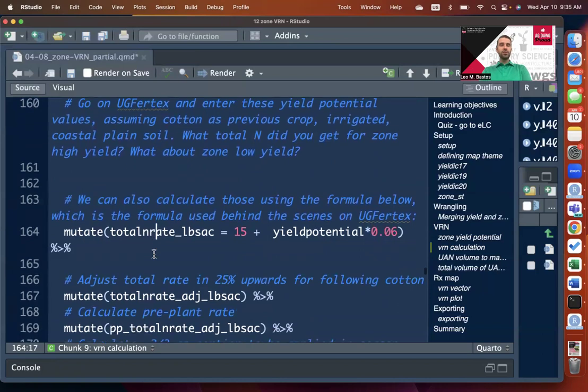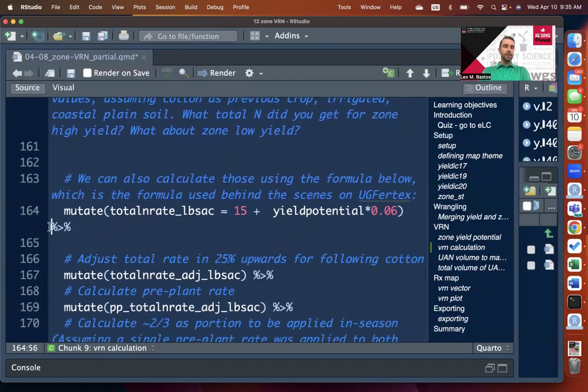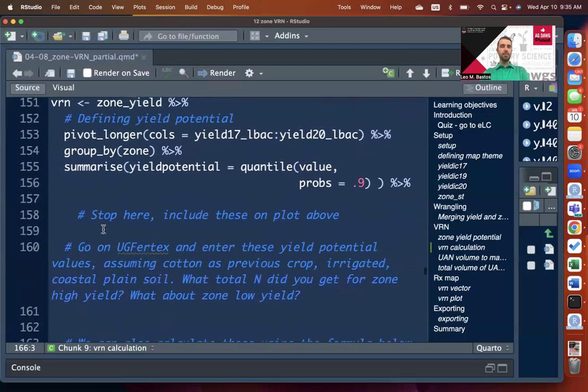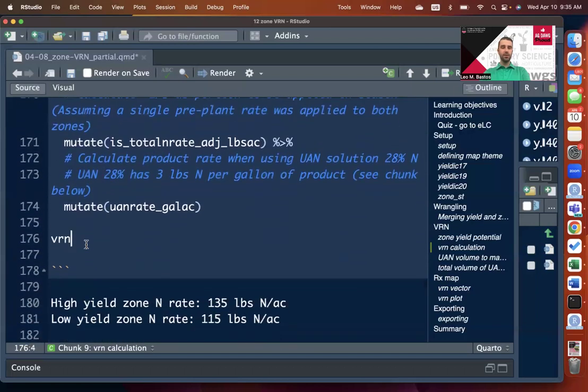So if you want to just check this, I would say comment, add a hashtag right before the pipe so you avoid it from connecting to the next line of code, and just run it until here. So it stops here, and then you can print VRN just to see what that turned out to be.